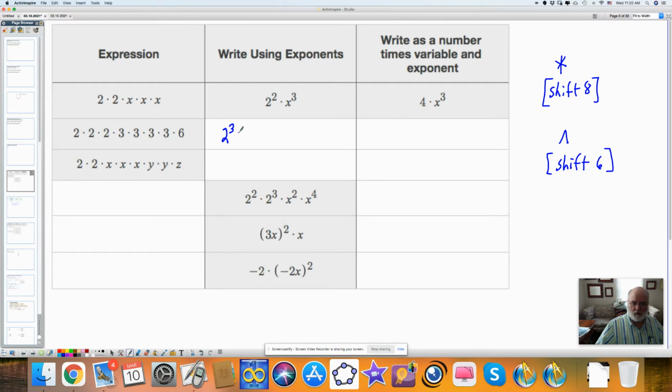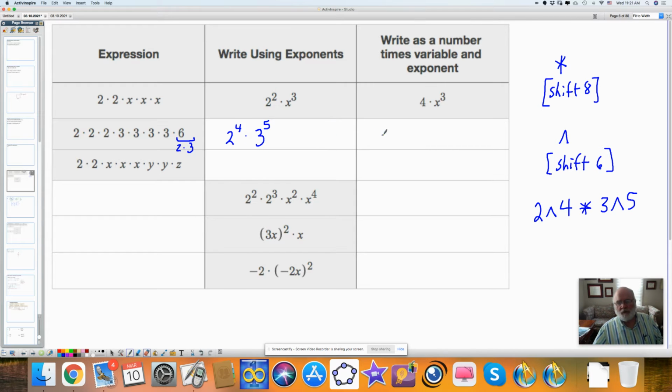3, 3, 3, 3. There's 4 threes, and then you have a 6. But wait a minute. 6 is the same as 2 times 3. I could actually write this a little bit different. I could change this to 2 times 3. Now we have 5 threes and 4 twos. So I could write it like this. If I were typing this in, I would use 2, shift 6, the up caret, 4, then a star, then 3 up caret 5. That's the way that you would type this in.